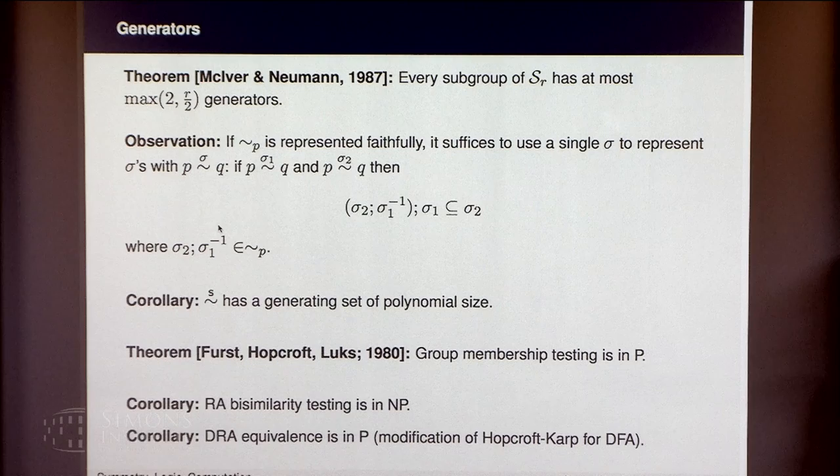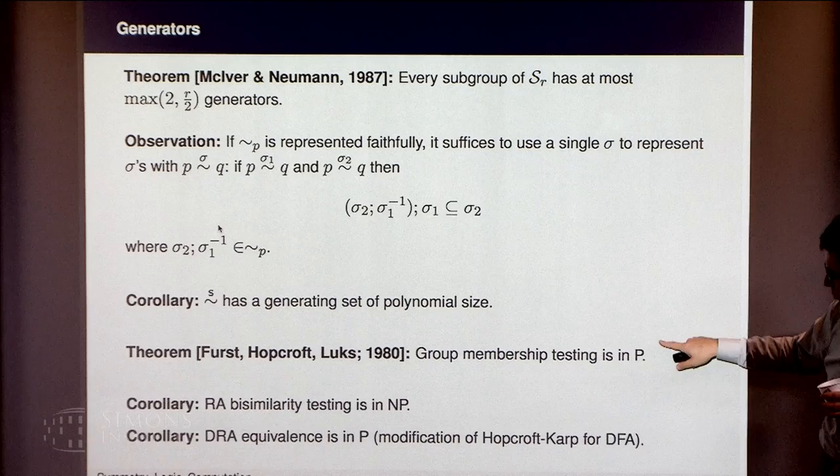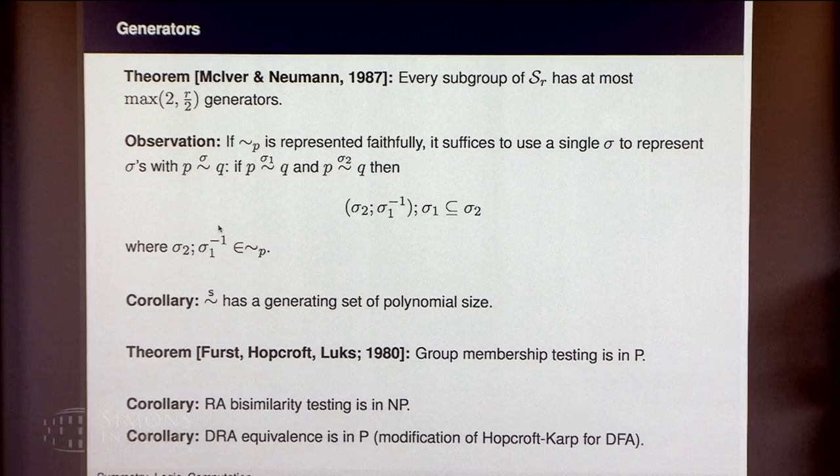And what's more, we can check that this is indeed a generating set of a bisimulation relation using this third result from group theory, which says that group membership testing can be done in polynomial time. So overall, we can conclude that bisimilarity testing for register automata is in NP, and we do not have a matching lower bound, which is intriguing.